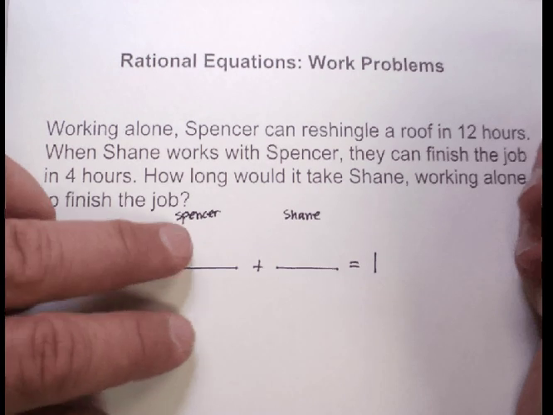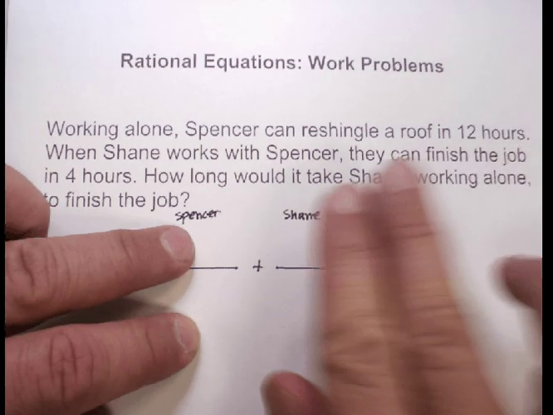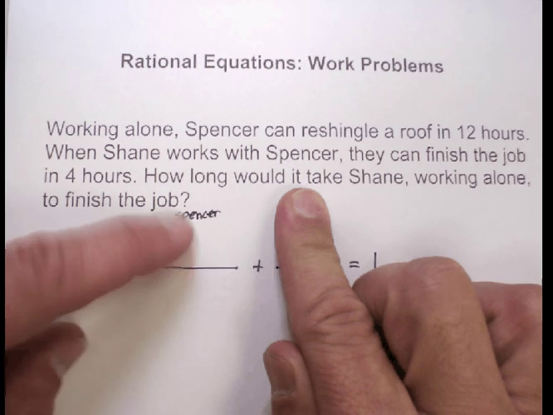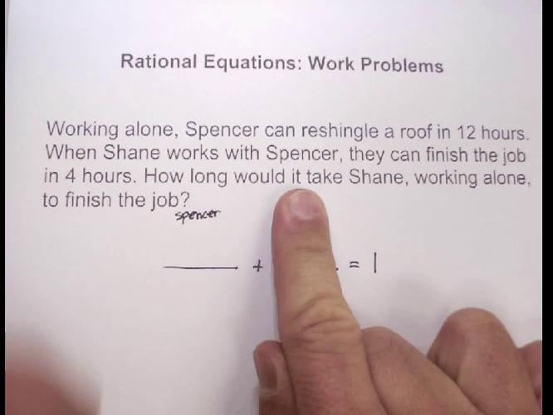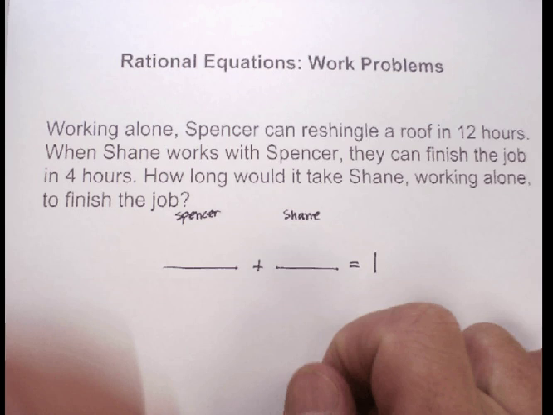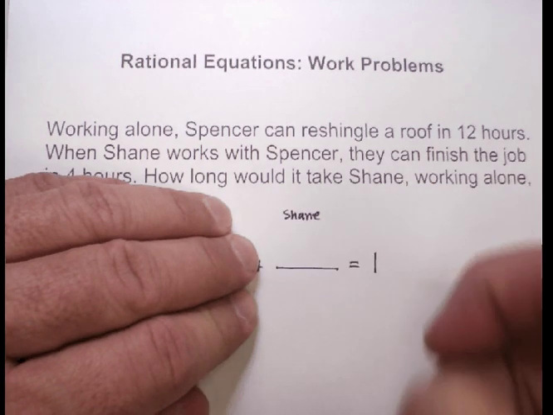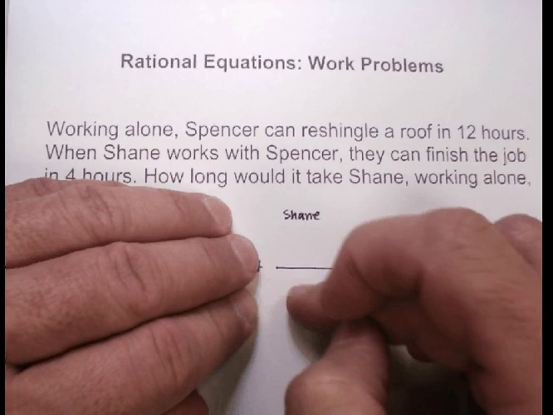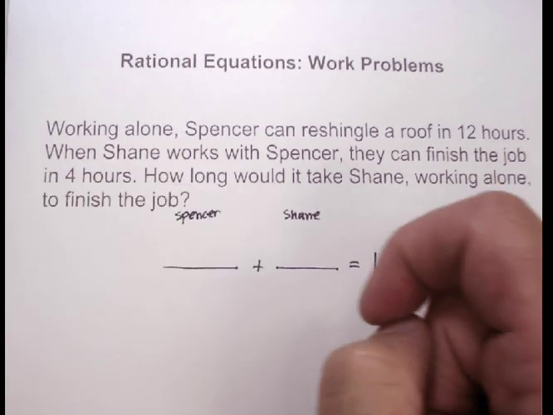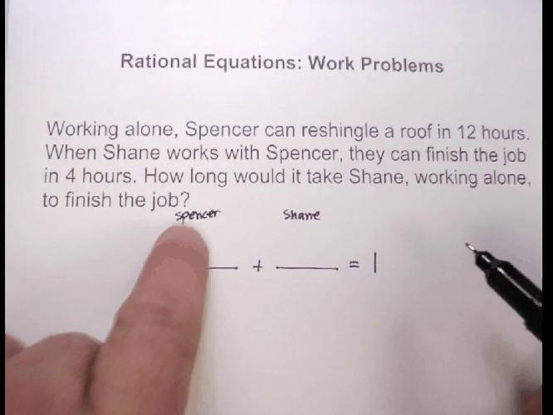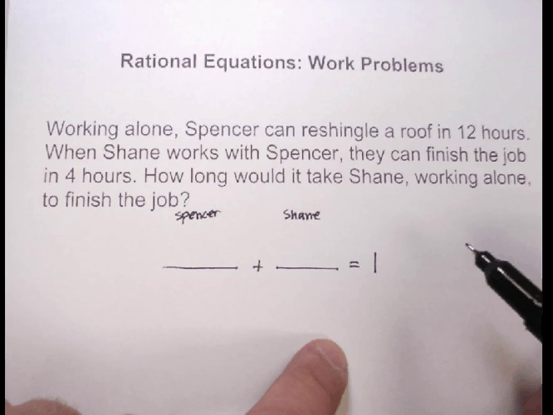Because if Spencer were doing the job by himself, we would have 12 hours. 12 over 12 will equal to 1. Okay? If Shane were doing it by himself, it's going to be something over something, and that's going to be equal to 1. So this is what we're looking for, is Shane. All right? So it's given us a little bit of an idea of what we need to put in each one of these 4 parts of the fraction.